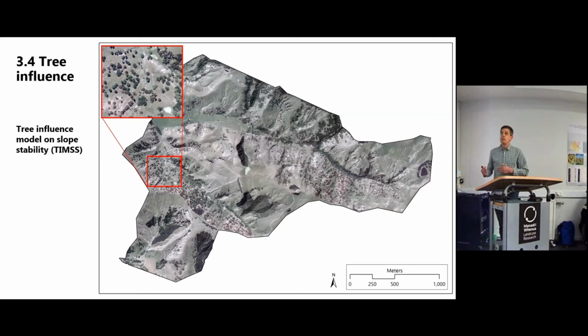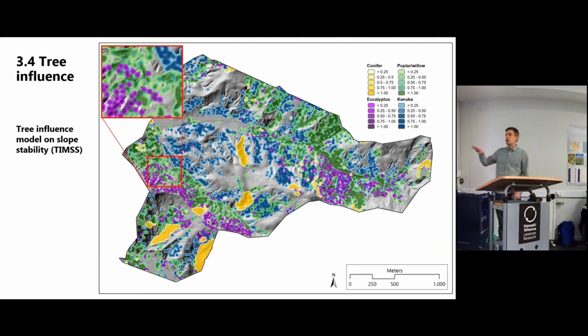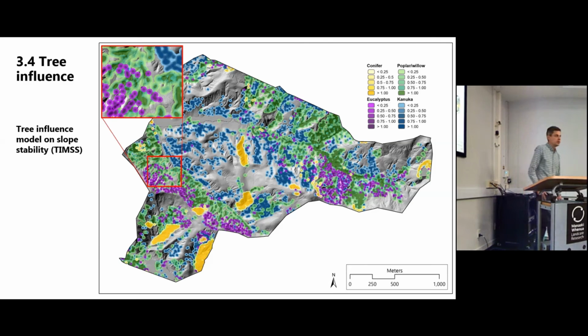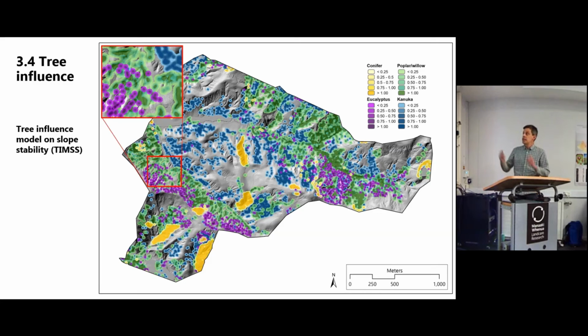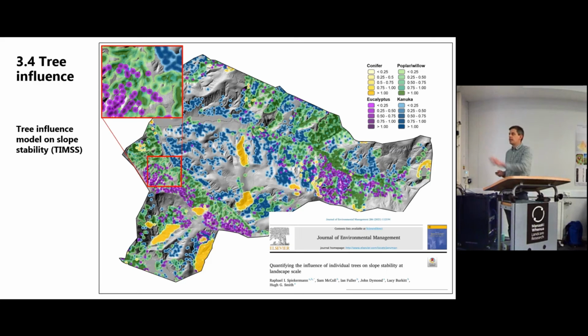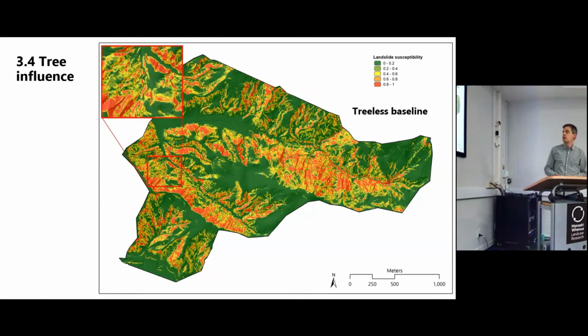And so the opportunity that LiDAR presents here was the ability to identify the location of these trees and then to calibrate a model which looked at the influence of trees on slope stability based on the distance from tree. What that looks like is illustrated here, where, based on the tree type, you can look at the spatial variation in what's called the TIMS, the tree influence model on slope stability, which expresses that influence on stability with distance from tree. And so you can integrate that information, the derivation of which is described in this paper by Raphael from 2021, into our modelling for the farm. So this is 1-metre resolution landslide susceptibility, but for a treeless baseline. As you can see, there are extensive areas of high susceptibility.